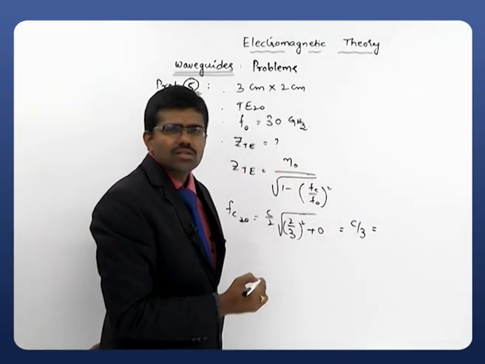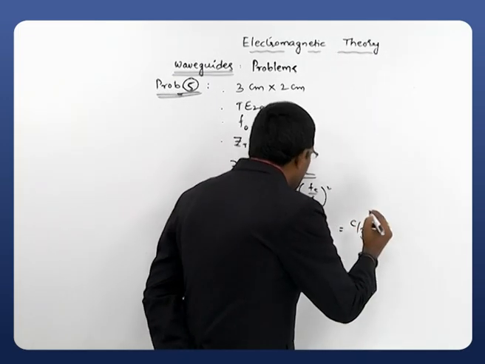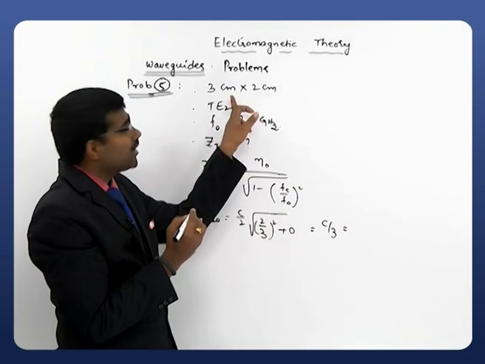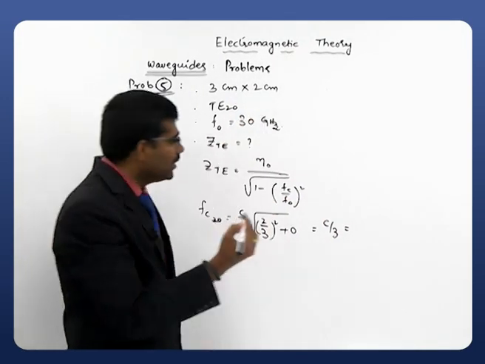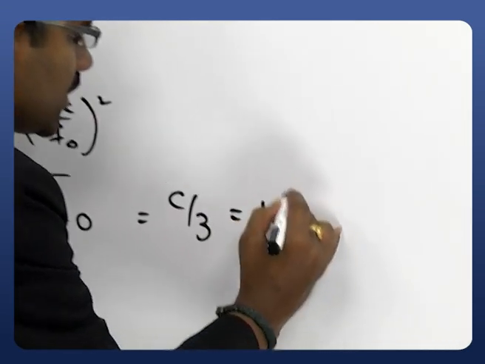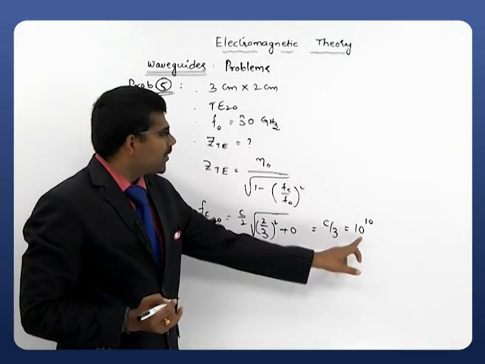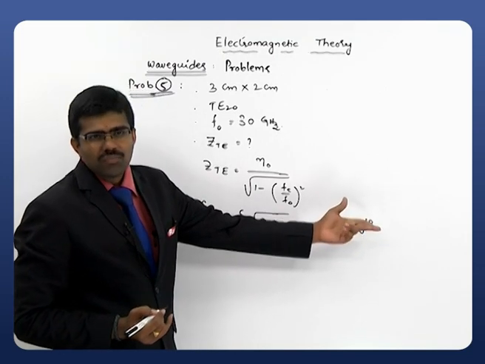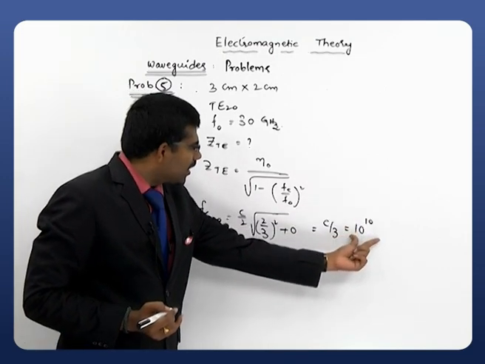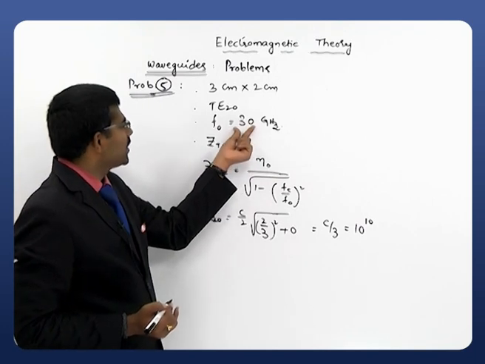c is nothing but the velocity of light, which is equal to 3 into 10 power. Here the dimensions are given in centimeter, so 10 power 10 I am considering. So the answer which is left for us is 10 power 10 Hz. So the cutoff frequency 10 power 10 Hz is nothing but 10 GHz. Right? The cutoff frequency is 10 GHz and the operating frequency is 30 GHz.